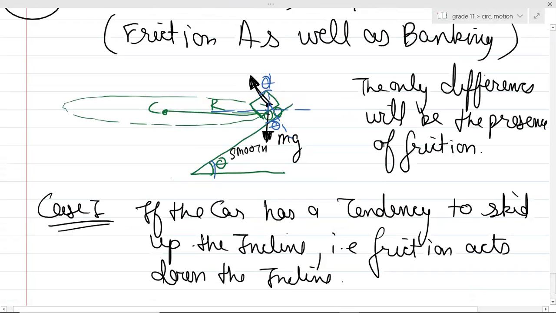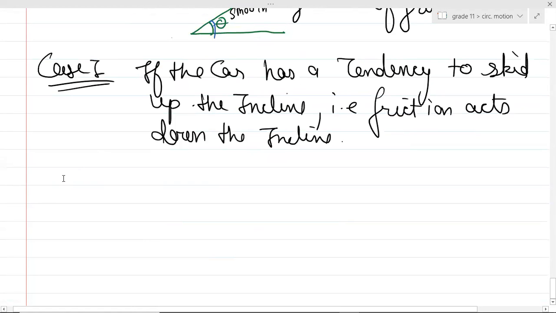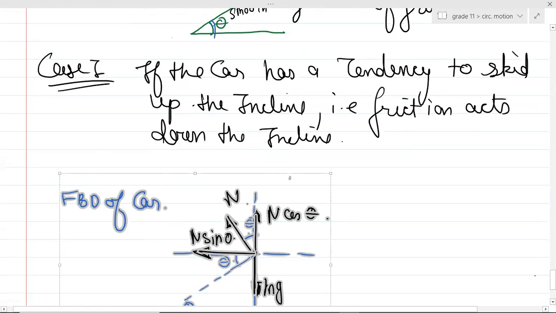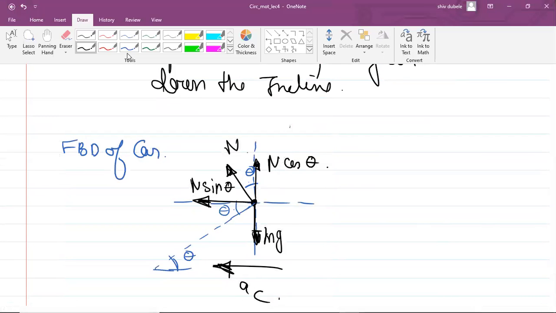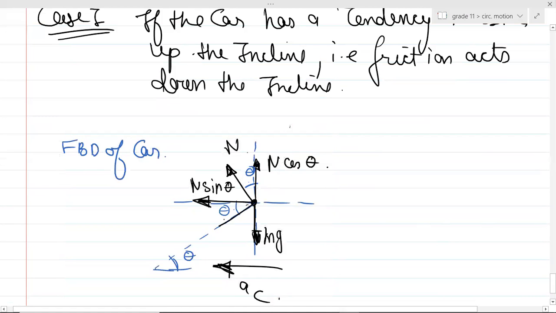Guys, note it down till here. Have you noted down till here? No need to draw this diagram again. The only difference will be the presence of friction in the previous case and this case. So case one, you can start directly. Please draw the FBD again. What will be the direction of friction? The direction of friction will be down the incline because this car is having a tendency to slip up the incline, right? So this will be the friction.